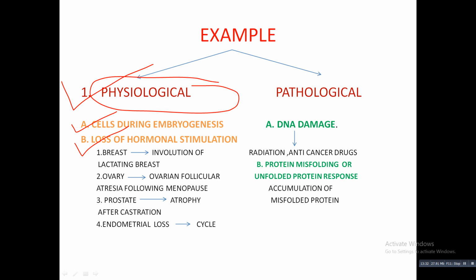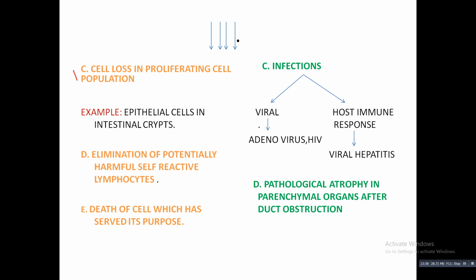Ovarian follicular atresia following menopause is another example. Atrophy of the prostate after castration is another example. And endometrial loss at the end of the menstrual cycle is again one example. Going to the other slide, another physiological example of apoptosis is the cell loss in proliferating cell population. Example, the epithelial cells in the intestinal crypts are continuously lost. So in a proliferating cell population, the cell loss is always there, and that occurs by apoptosis. Elimination of potentially harmful self-reactive lymphocytes is also an example of physiological apoptosis. And lastly, the death of cells which have served their purpose. So these are the examples of physiological apoptosis.